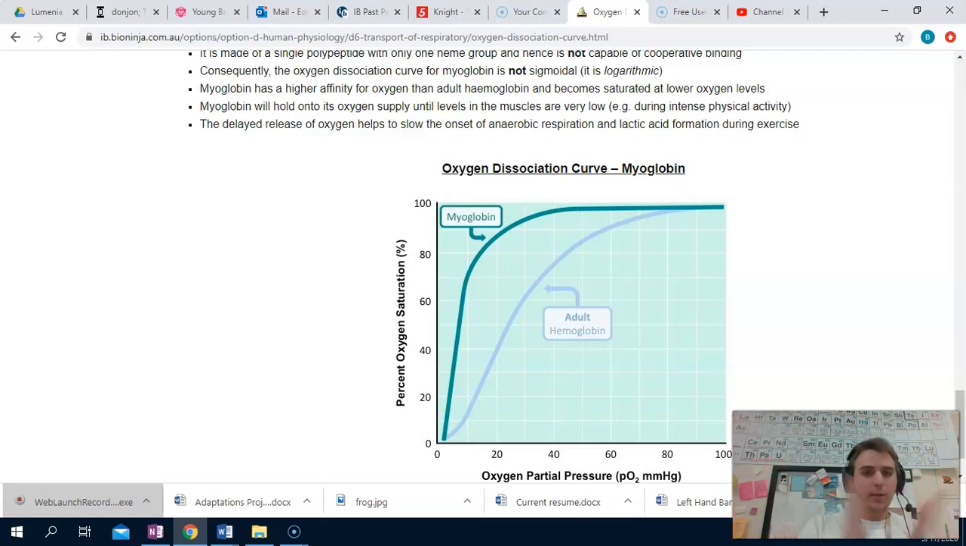Now, the reason this is important for muscles is you've got to think, when you're exercising, you're using so much oxygen, you're doing so much cell respiration that you've got to get as much oxygen as possible. And at first, it's fine.